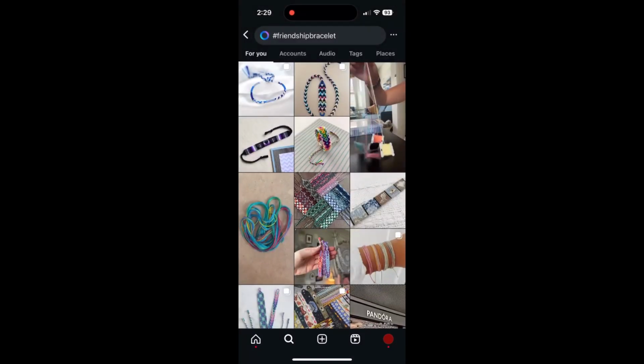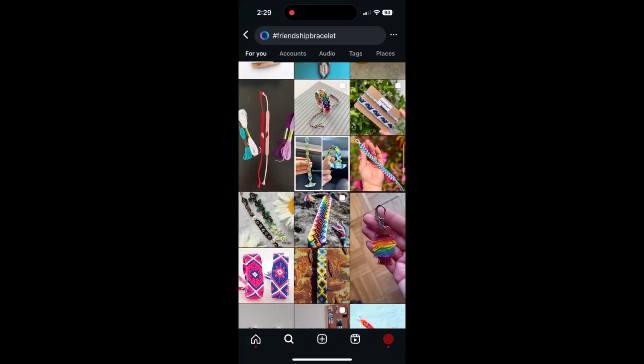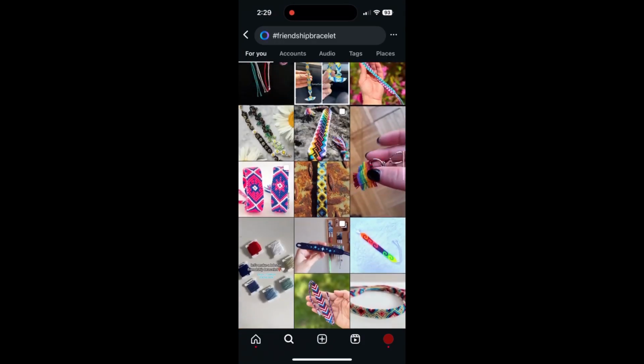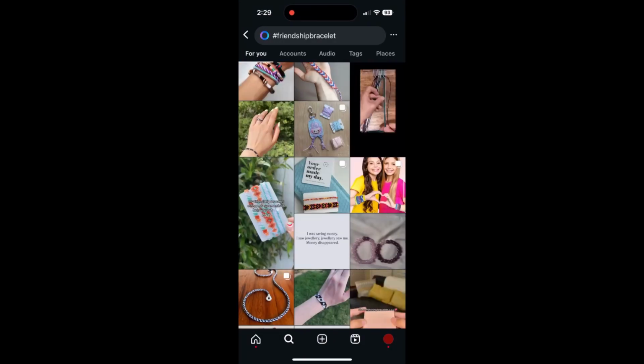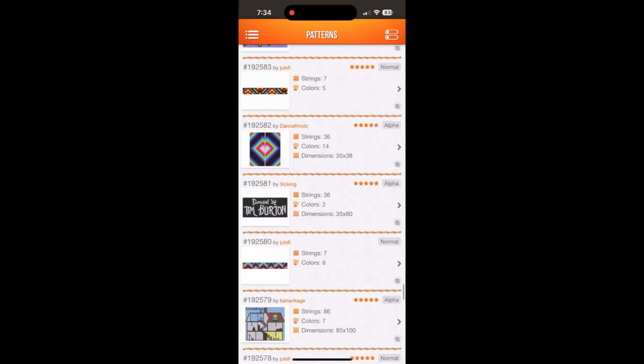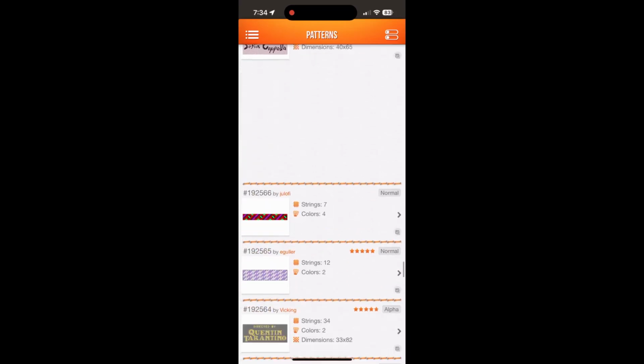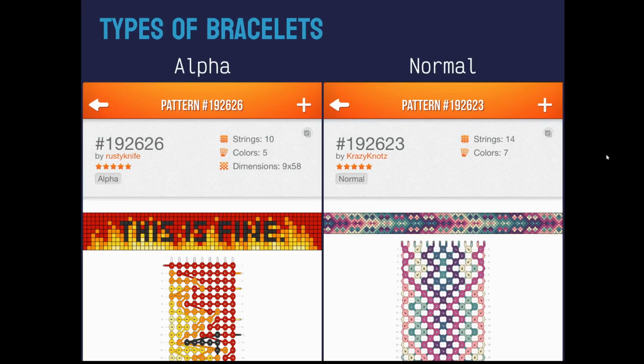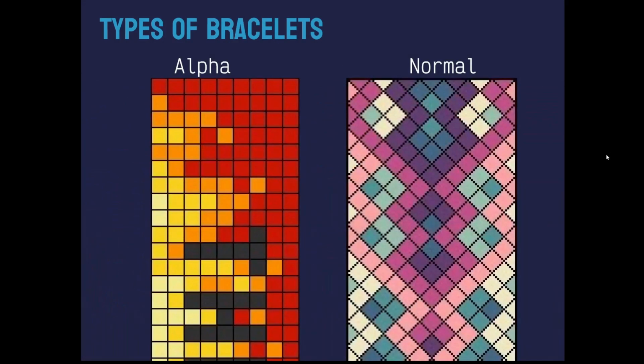Friendship bracelet making has been one of my hobbies for a long time. At some point, I even made one for each day of the week. The community for friendship bracelets is huge, and most bracelet makers would probably recognize Bracelet Book, a place where everyone posts or gets friendship bracelet patterns from. A pattern is basically a grid. The grid is either a grid of diamonds, in which case it would be called a normal pattern, or a grid of squares, in which case it is an alpha pattern.